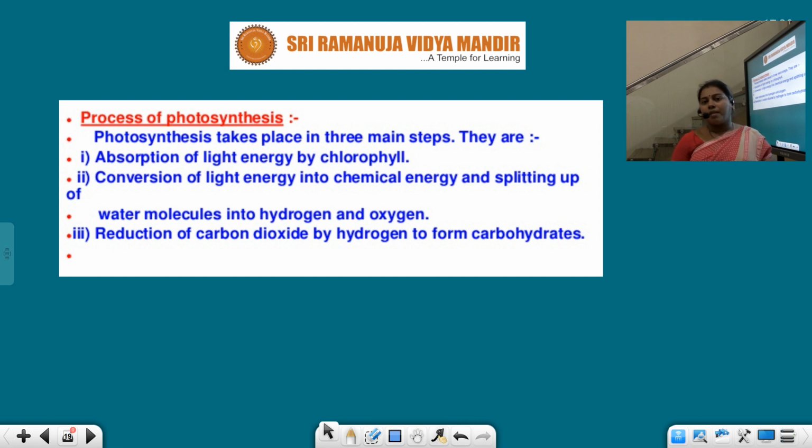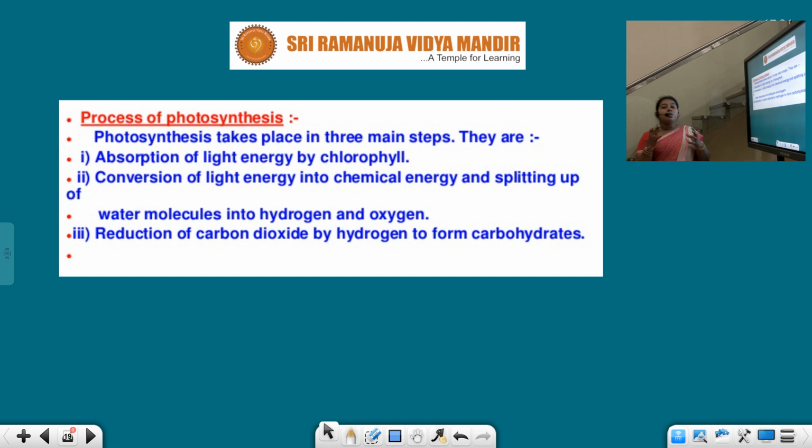All the green plants perform the process of photosynthesis. Through this procedure, plants are able to synthesize their own food materials. So, they have the capability of self-synthesizing food. So, by what process, students? By photosynthesis. This photosynthesis is a light dependent reaction.